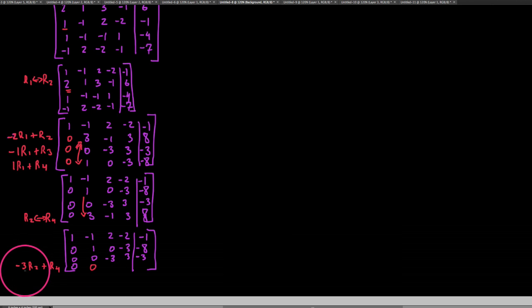But let's think about this. -3 times our second row here: -3 times 0 is 0 plus a -1 is -1. -3 times this entry here would be -3 times a -3, which is a 9, and 9 plus this 3 here would have been a 12. And then let's take -3 times our -8 here, which is a +24, and 24 plus this +8 here would give us a +32.